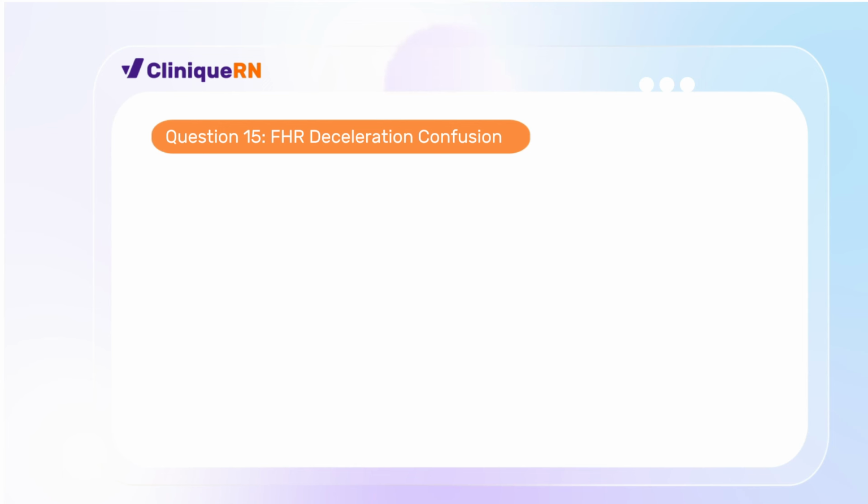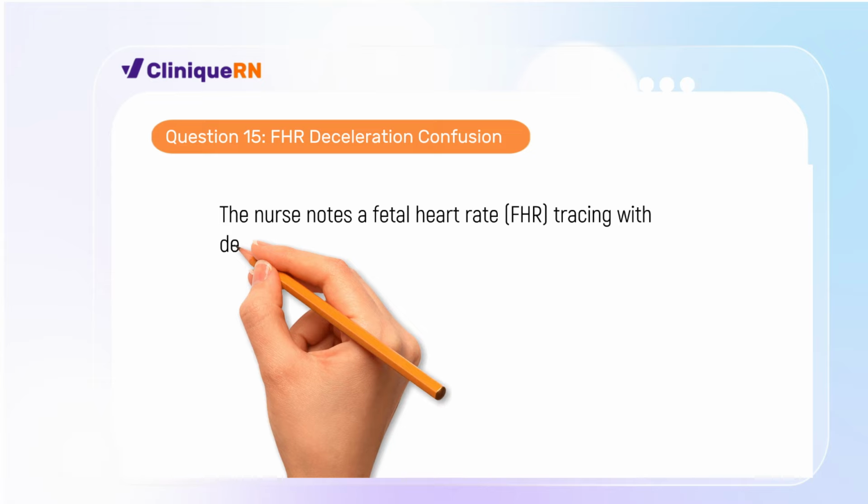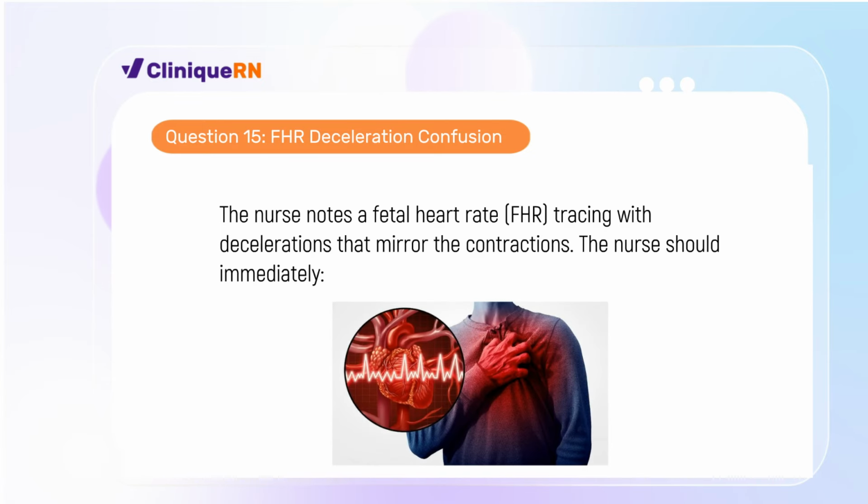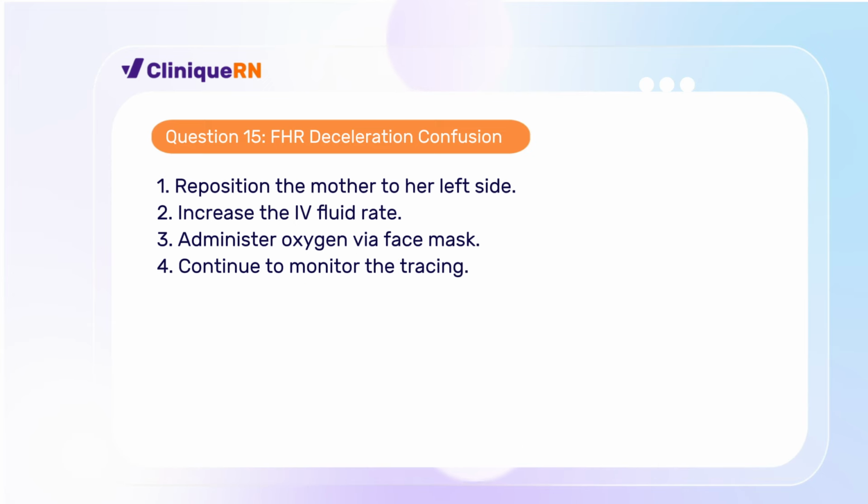Question 15. FHR deceleration confusion. The nurse notes a fetal heart rate, FHR, tracing with decelerations that mirror the contractions. The nurse should immediately: 1. Reposition the mother to her left side. 2. Increase the IV fluid rate. 3. Administer oxygen via face mask. 4. Continue to monitor the tracing.